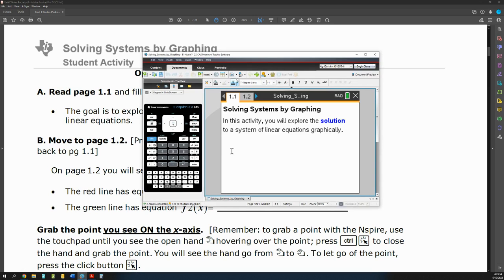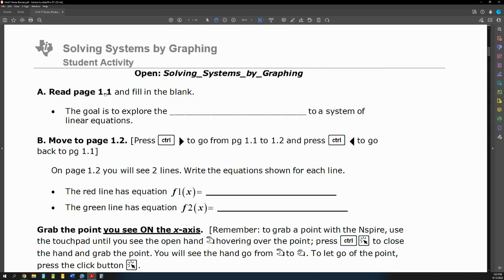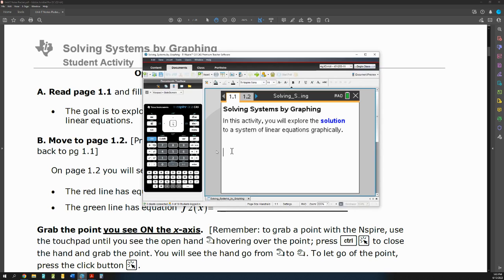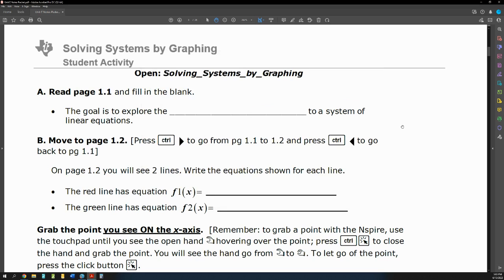On page 1.1, it says read page 1.1 and fill in the blank. In this activity, the goal is to explore the solution to a system of linear equations graphically. So we are exploring the solution.